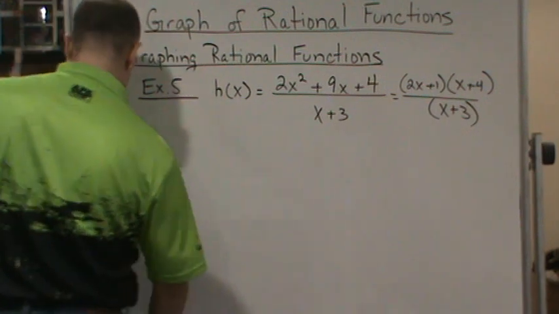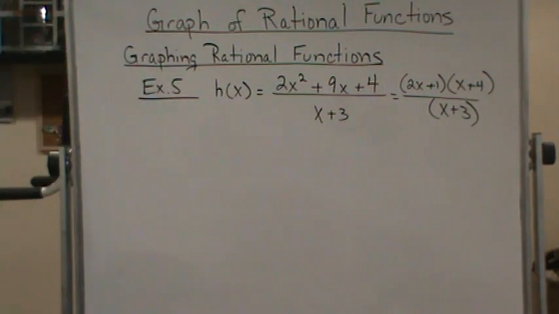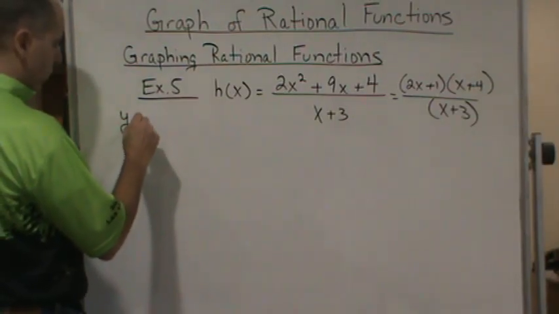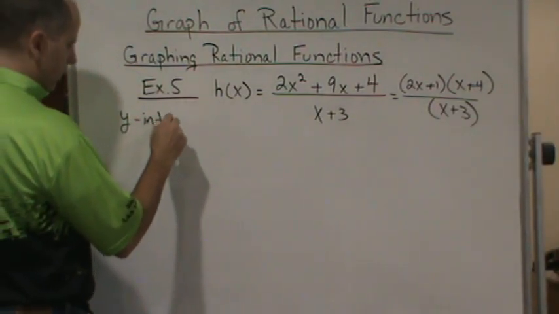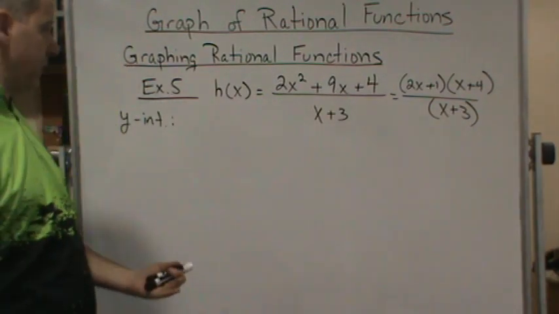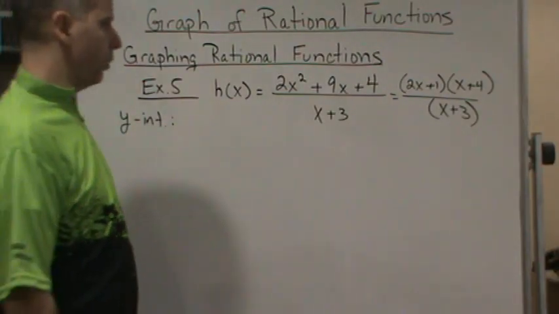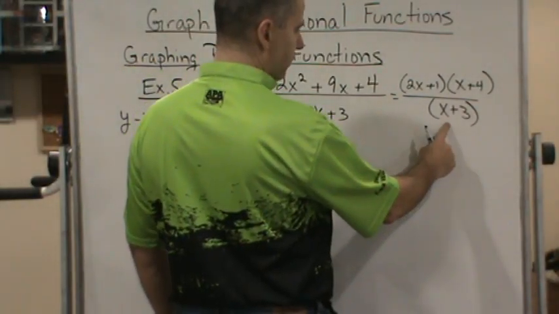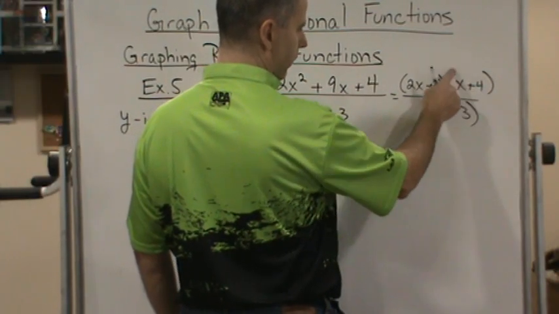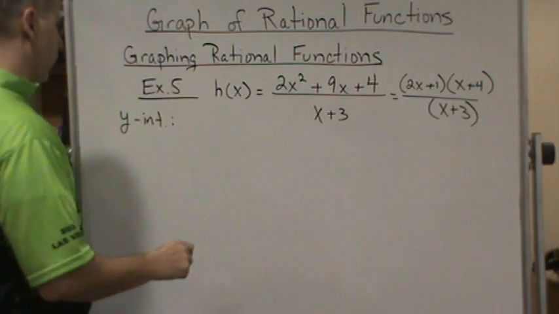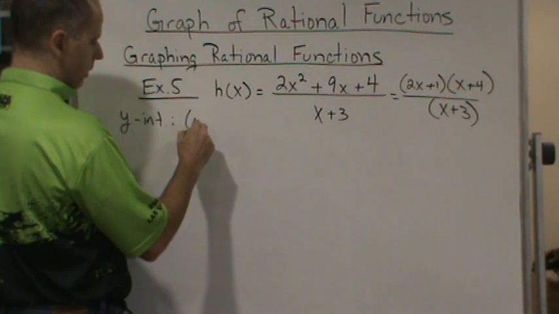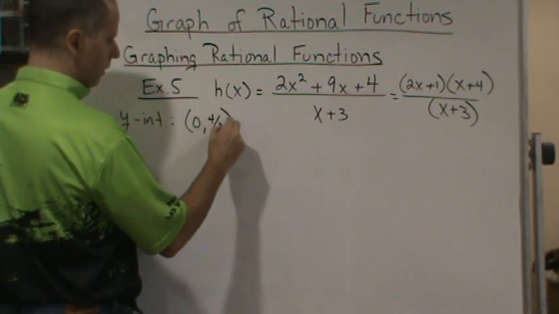So now let's see about graphing this thing. So let's go through the process. So again, we want to know what the y-intercept is, right? y-intercept, again, we're looking at f of 0 or h of 0. So we're just going to plug in 0. And so all we're going to get is 1, 4, and 3. So we're going to get 4 divided by 3. So we know our y-intercept is going to be 0, 4/3.